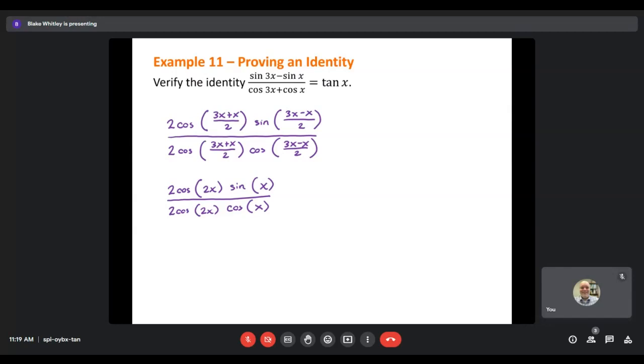Now notice here we have a 2 cosine of 2x in the numerator and denominator. I can actually cancel out those factors. That leaves us with sine over cosine, and we know that sine over cosine is tangent x. That's exactly what we wanted on the right-hand side, and so we're done.